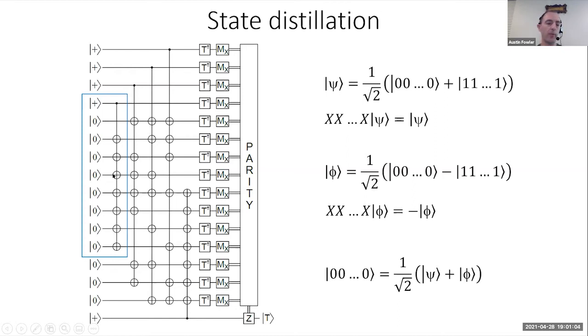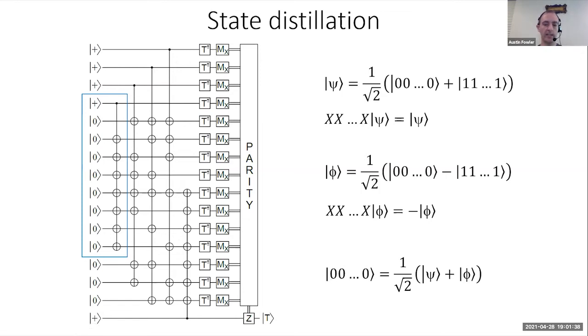So let's think about what those things are for a little while. So here is such a state. Lots of zeros plus lots of ones. This is the +1 eigenstate of the lots of X's operator. Great. And here is also a -1 eigenstate of the lots of X's operator. Also great. Now, what's special about that? The special thing about that is that the all zero state is the sum of these two eigenstates. The +1 and -1 eigenstates of the lots of X's operator sum to precisely the zero state.